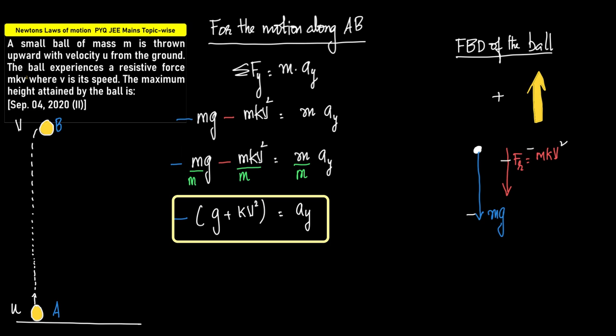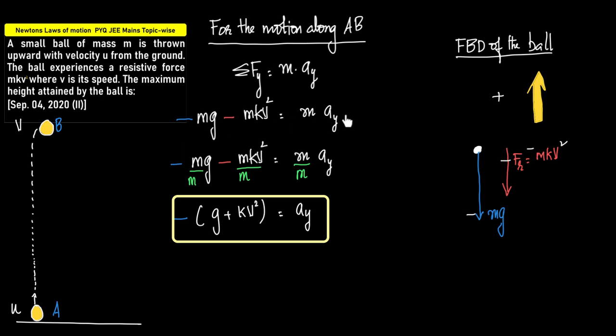So, applying Newton's equations of motion, what do we have? Sigma Fy is equal to m into Ay, right? What is sigma Fy? Sum of forces in the y direction. How many forces are there? Two forces are there. What is their magnitude? Mg and mkv square. What's the sign? Since both of them are acting against the direction of motion, we'll take both of them to be negative. Therefore, both of them are negative here, equal to m into Ay.